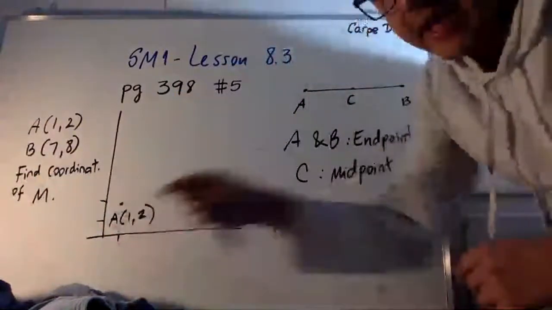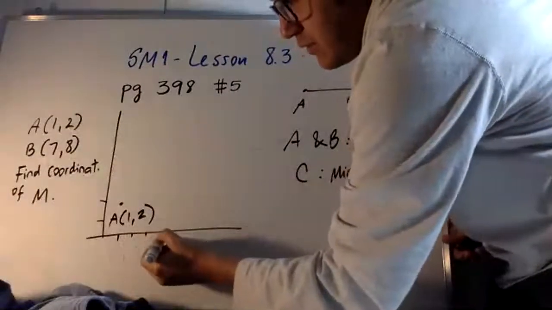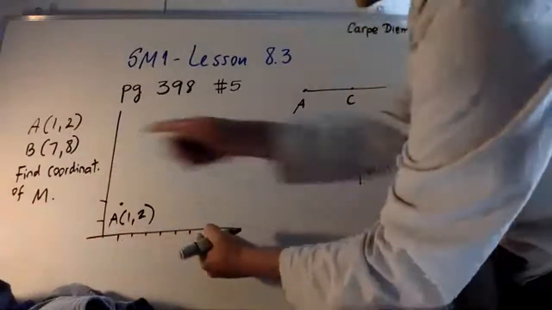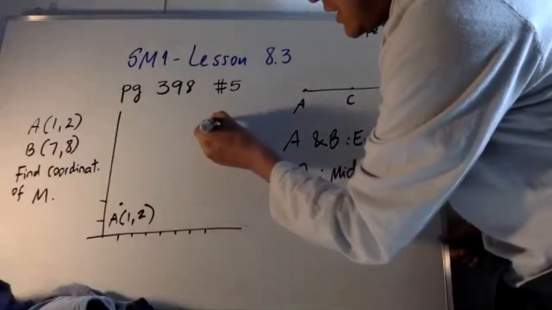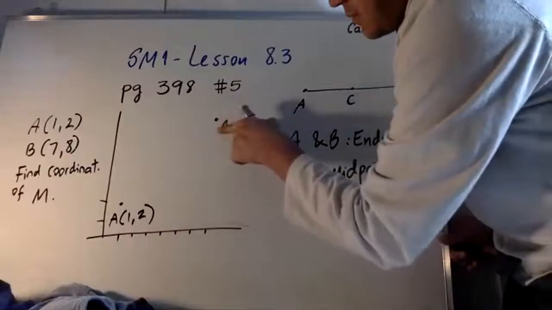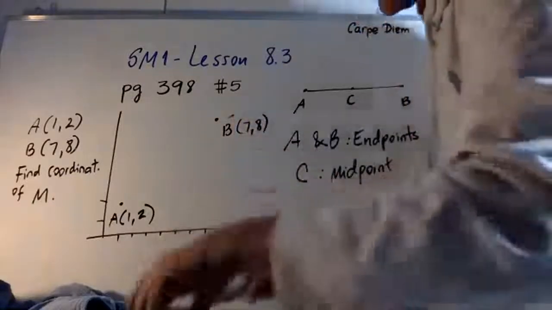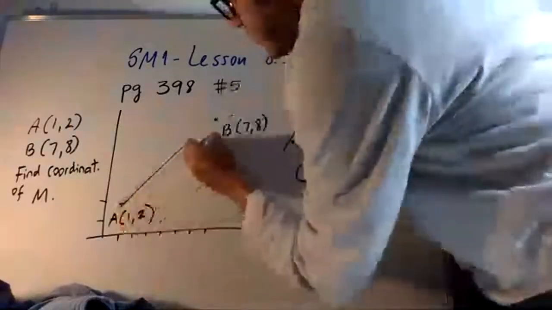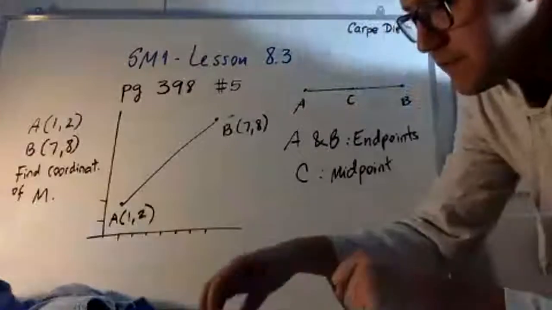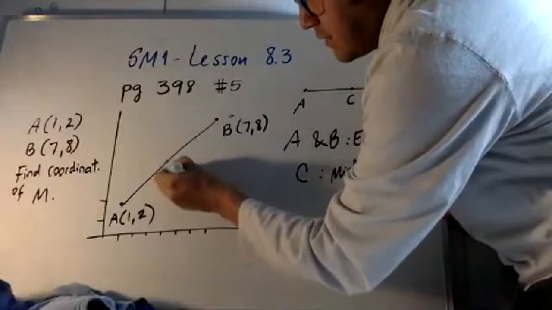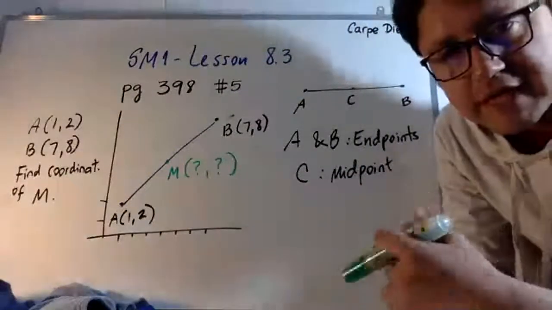So we already have A. Now let's locate B. B is located at 7, 8. So 1, 2, 3, 4, 5, 6, 7, and 8 up. Somewhere over here. I'm sorry, this is where B is located at 7, 8. So what do we have? This segment right here. Sorry, it's not perfect. And now we need to find the coordinates of M. We don't know them yet. Our mission is to find it out.